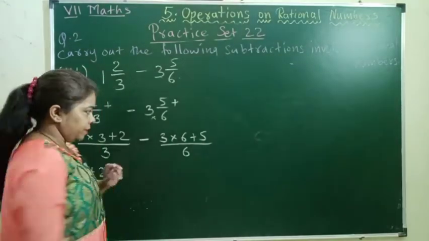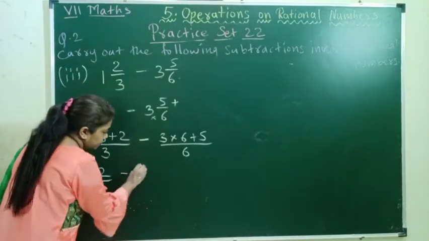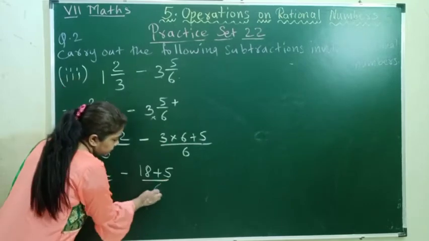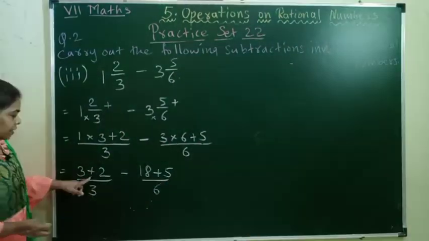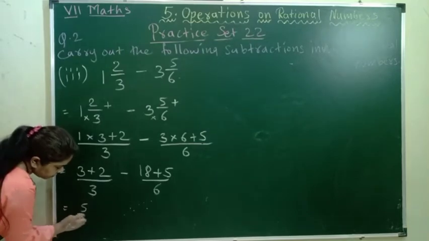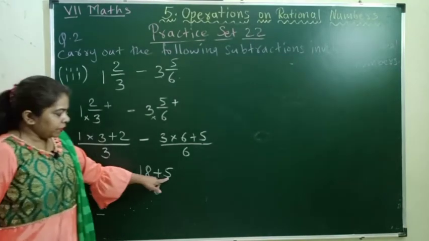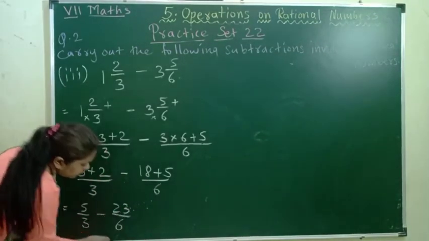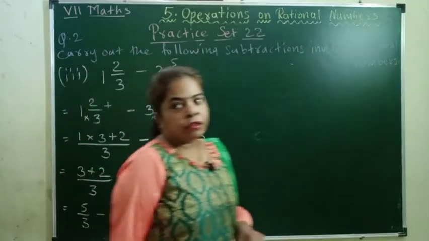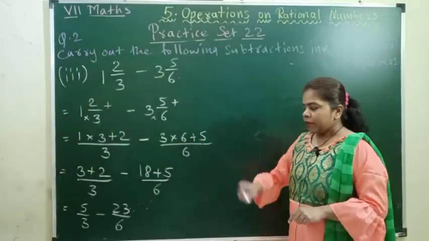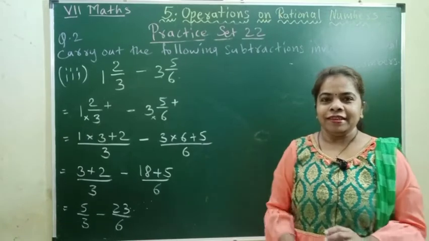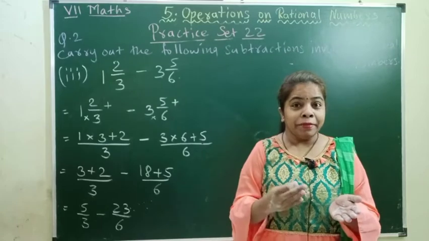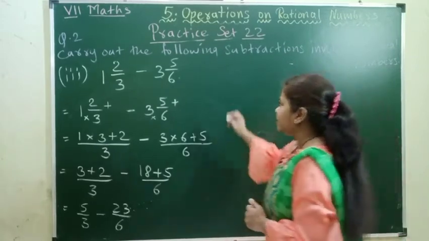We have only multiplied. 3 6s are 18 plus 5 upon 6. 3 plus 2 is 5. 18 plus 5, 23 upon 6. So children, these are our fractions. Now that we have got the fractions, we will subtract them in our normal way. Let's start.